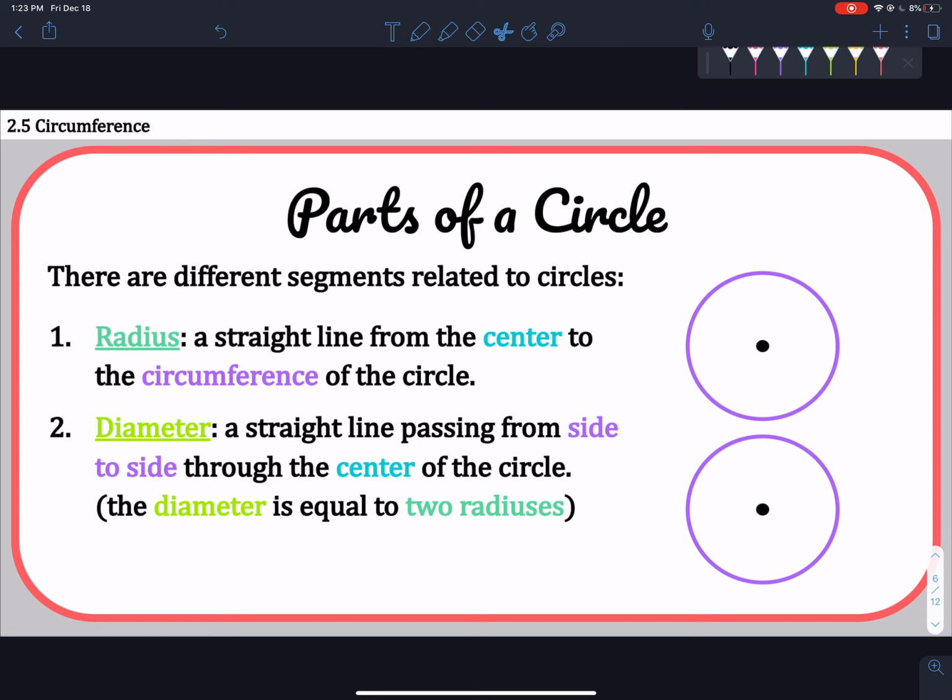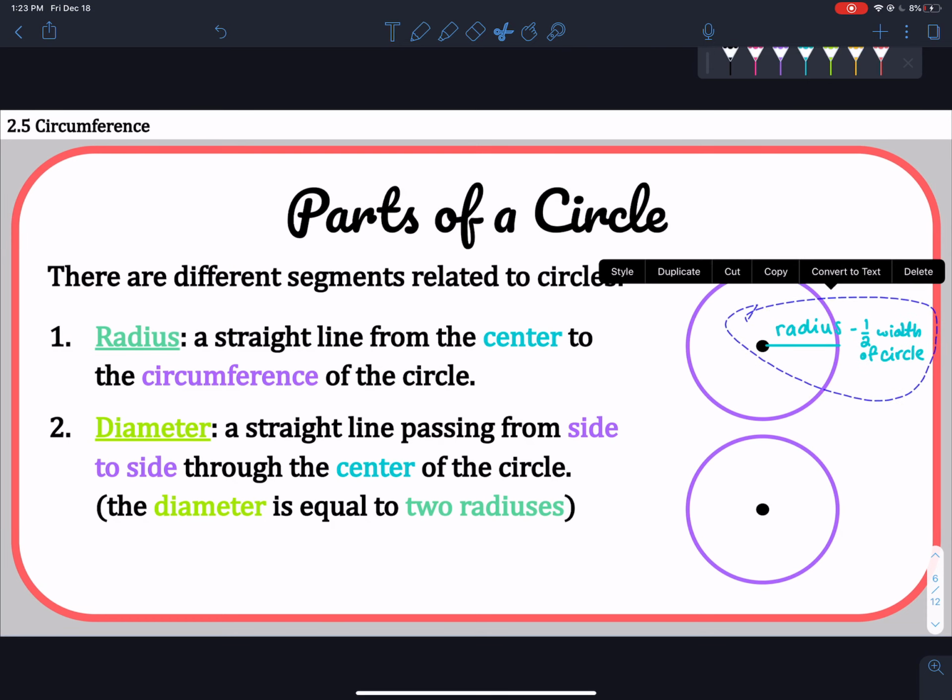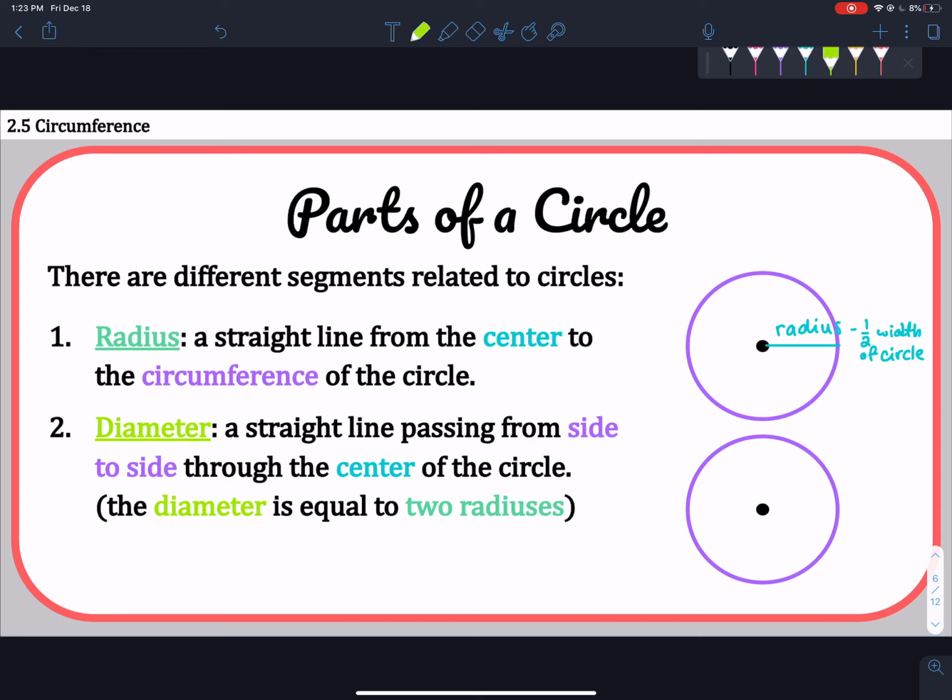Okay, the second one is what's called the diameter. So it is a straight line passing from side to side through the center of the circle. The diameter is equal to 2 radiuses. So it's saying side to side, so from one edge to the other, and it has to pass through the center. So using that information, I could draw my line here.